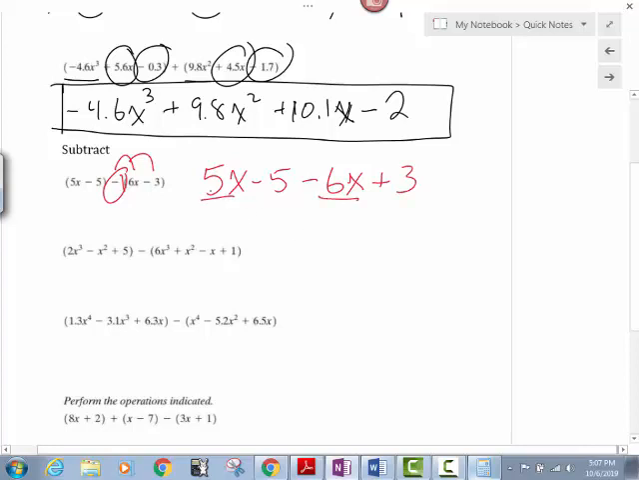Now, when we combine like terms, 5 minus 6 is a negative 1x. You can write negative x if you like. Minus 5 plus 3 is a minus 2. You can write it like that, guys, or you can write it like this.